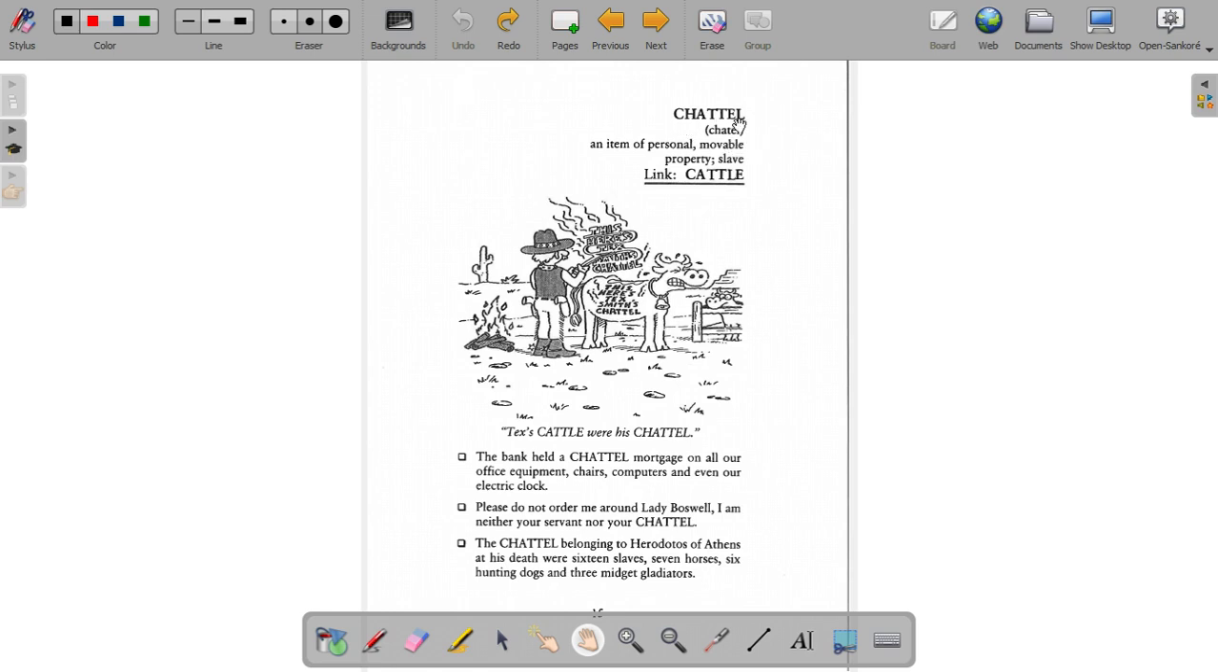For example, the first word is chattel, an item of personal, movable property or a slave. So Texas cattle were his chattel. So he's branding it, and it says, this here is Texas Smith's chattel here. So the bank held a chattel mortgage on all our office equipment, chairs, computers, and even our electric clock. So it was basically their property to take as they wanted to.